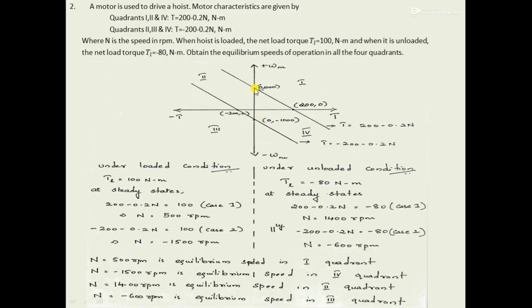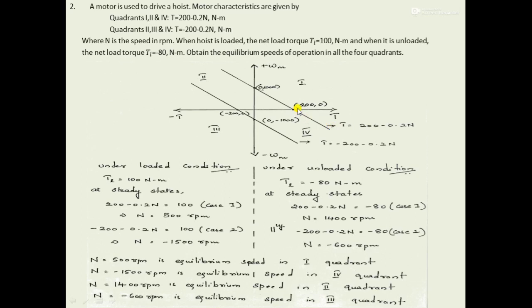You can easily find out the intersection points. In order to find out the values at this intersection, you have to equate the value of speed as 0 in the torque characteristics.